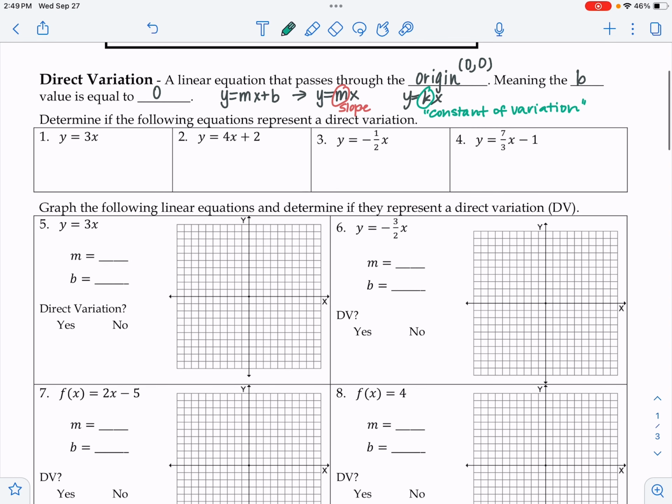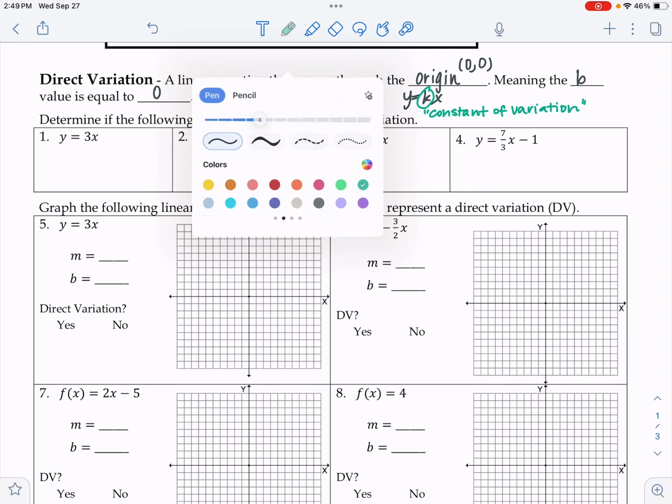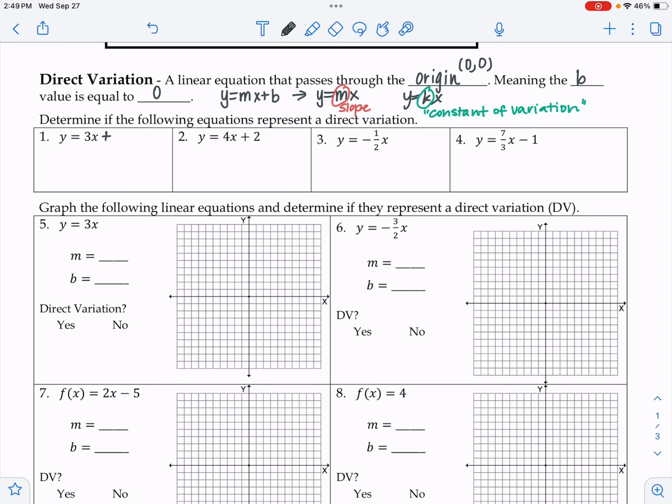Okay, and so it says determine if the following equations represent direct variation. So we're basically looking for a b value of 0. And so in the first example, the b value is 0, so yes, this is direct variation. Here the b value is 2, so no, not direct variation. Here we don't have a number after the x, so yes, direct variation. That means it was 0. Here the b value is -1, so no, not direct variation.